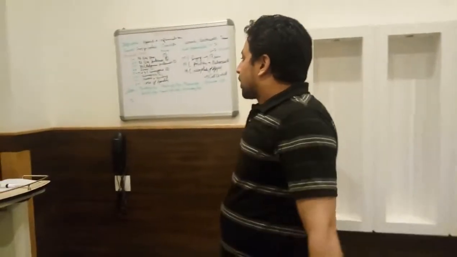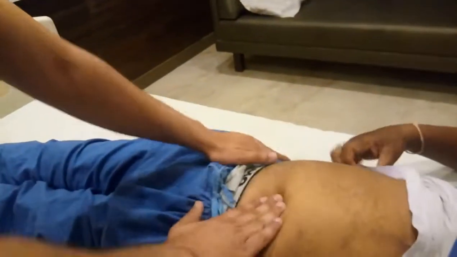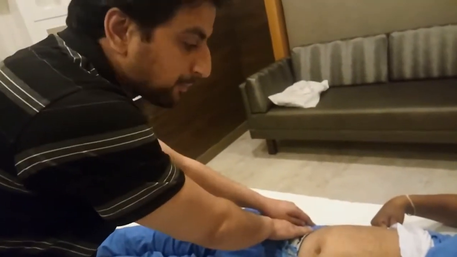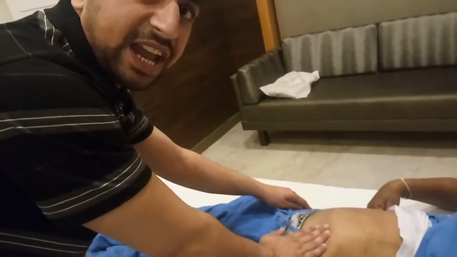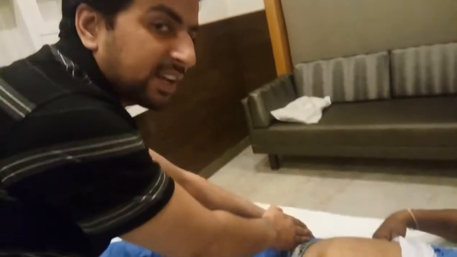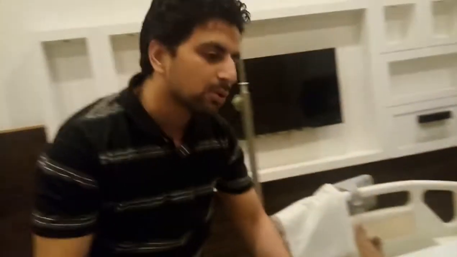Then the Kocher sign. See again. Here is the umbilicus. The pain radiates firstly in the umbilical region and then it goes towards here. Why does it radiate here after some time? Because the T10, thoracic 10 nerve, radiates here, and after that pain radiates on the right side. Thank you for your cooperation. Okay, I'm going to continue with the next one.